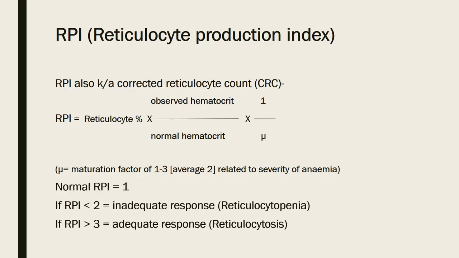If it is less than 2, that means inadequate marrow response. Reticulocytopenia is there. Ineffective erythropoiesis is there. If RPI is more than 3, that means adequate response. Reticulocytosis is there.